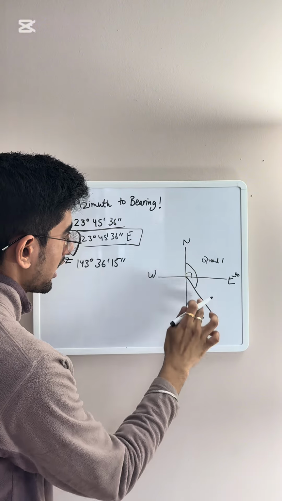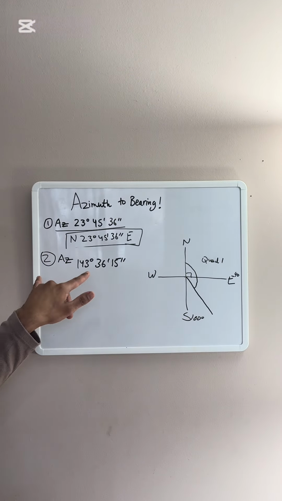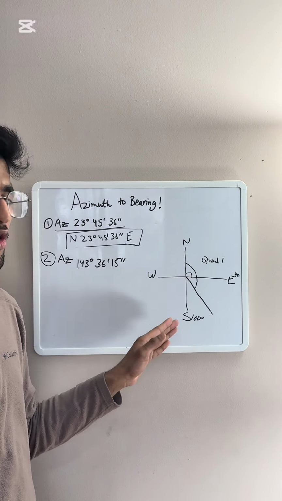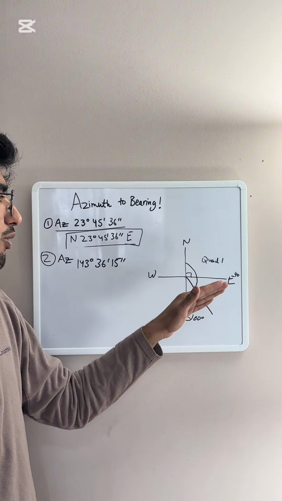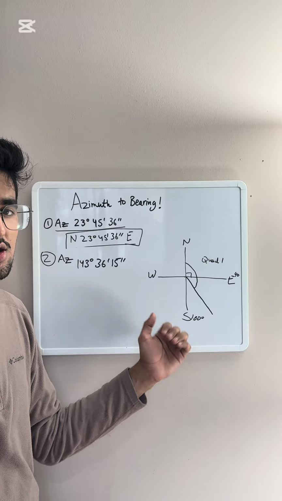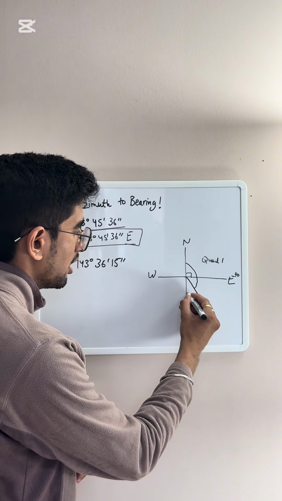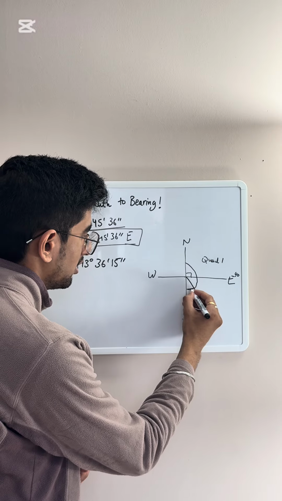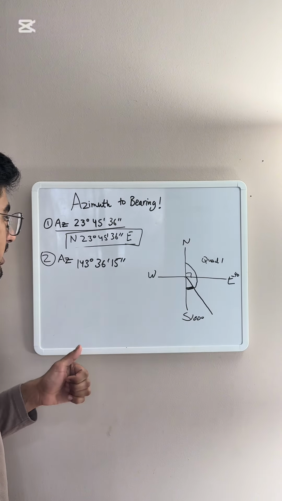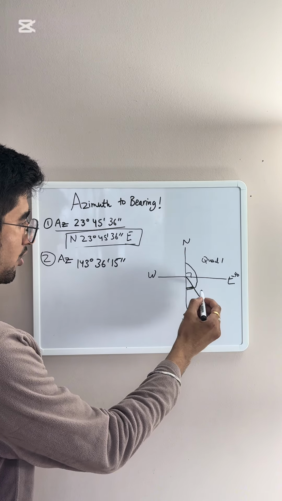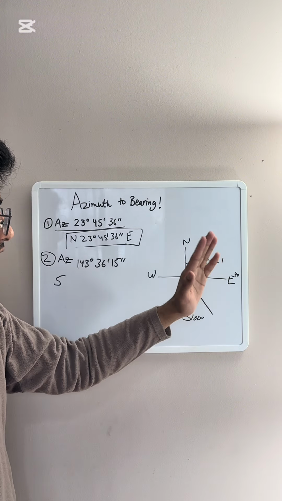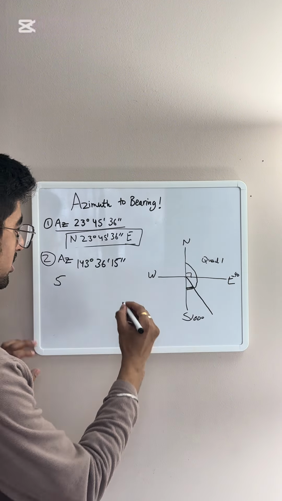We have this angle because we know the azimuth is always referenced from the north, so this is north. Whenever we are converting to bearing, bearings are always referenced from either north or south first, and then either west or east. So here the closest direction to the line is south, so it would be referenced from south. We just need to find this angle. So the rule of thumb is this line is in the south, so south would be our orientation, and the other direction is east, so southeast.